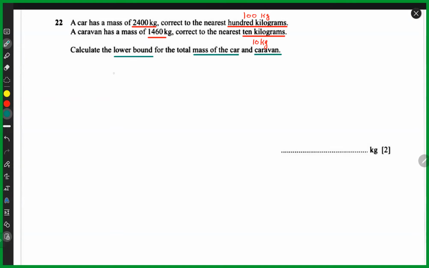Again, for the total mass, I need to have the mass of car plus mass of caravan. Okay. For having the total mass, I need to have the mass of car and mass of caravan. And for lower bound, again, it's a plus sign.